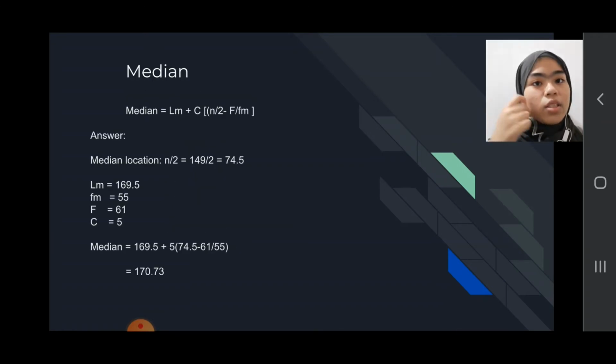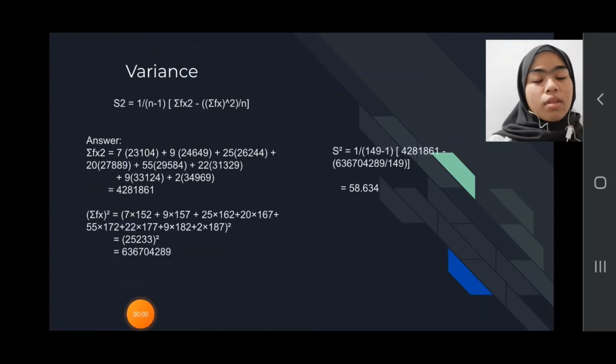For median, we use the formula median equal to LM plus C multiply with n divided by 2 minus f, divided by fm. So by inserting the data, we got the answer 170.73.